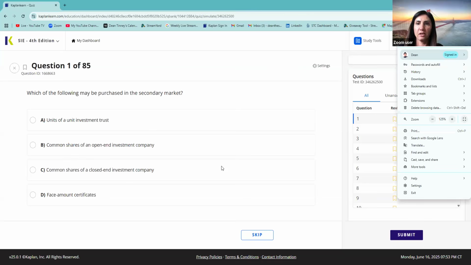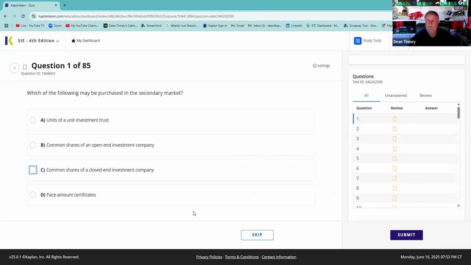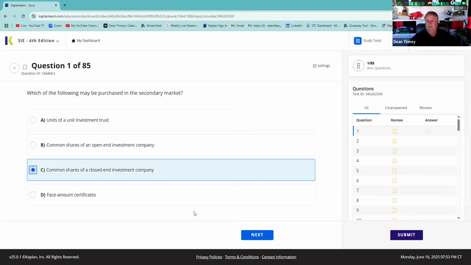Eliminating B and C. This is very, very testable. You should definitely know that closed-end funds trade on supply and demand in the secondary market. Two things that you need to know trade in the secondary market: closed-end funds and ETFs. Open-end funds do not trade in the secondary market. So you were right to eliminate B, but you should know closed-end.